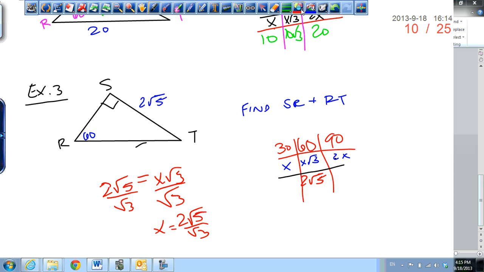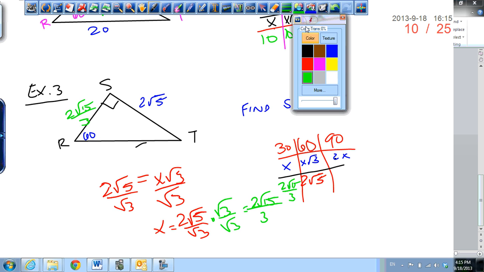Now, once again, we like to rationalize there if we can, if we got the time, we know how to do it. So multiply the numerator and denominator by a root of 3. So I get 2 root 15 over 3. So that's x. That's 2 root 15 over 3. So that's this guy right here, 2 root 15 over 3.